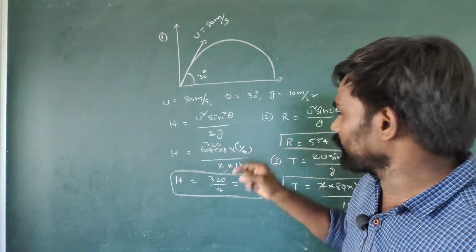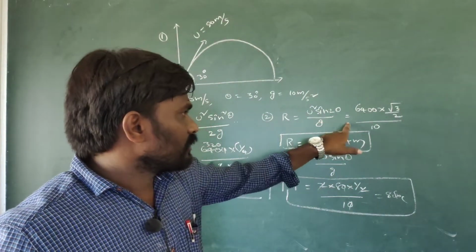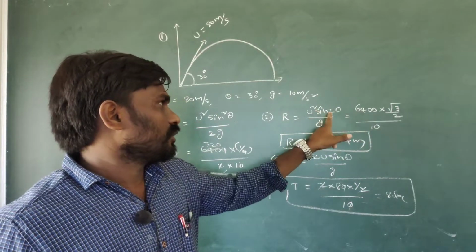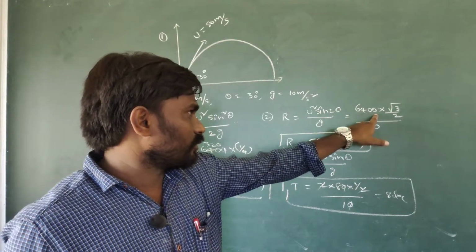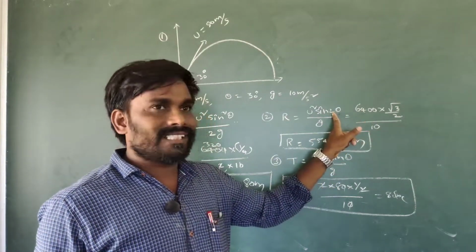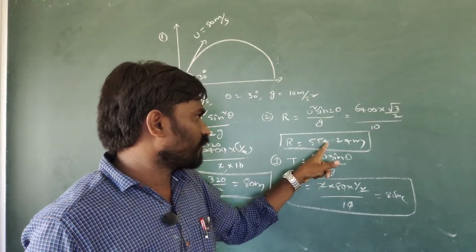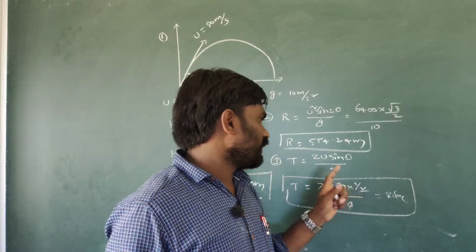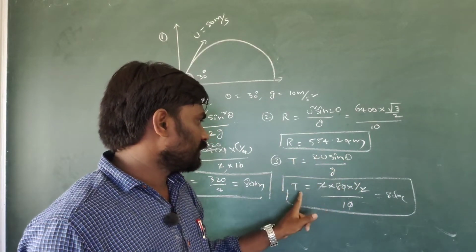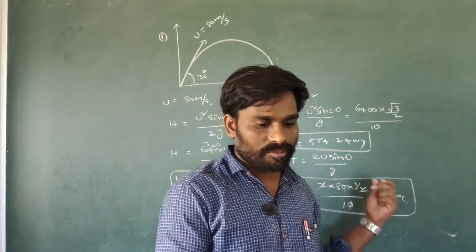Next, the second is to find the range. Range R is equal to u square sin 2 theta by g. U is 80, so u square is 6400, into sin 60 where theta equals 30 degrees, 30 into 2 means 60. Sin 60 value is root 3 by 2, divided by 10. Finally R is equal to 554.24 meters. Next, finally, find the time of flight: t is equal to 2u sin theta by g, then t will come to 8 seconds. That is the first problem, a very important problem.